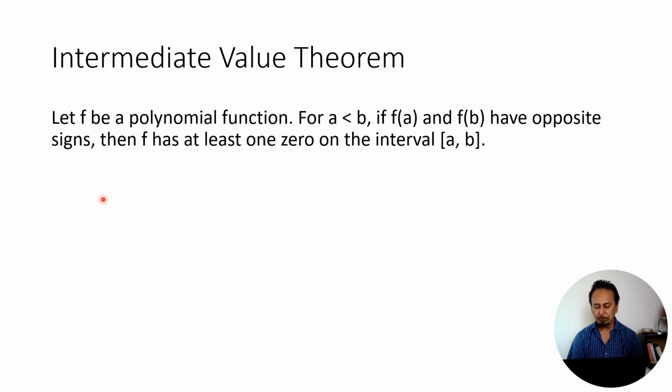Intermediate value theorem. Let f be a polynomial function, and we have two numbers a less than b, and we find f of a and then f of b. If they have opposite signs, then we say f has at least one zero on this interval a, b.